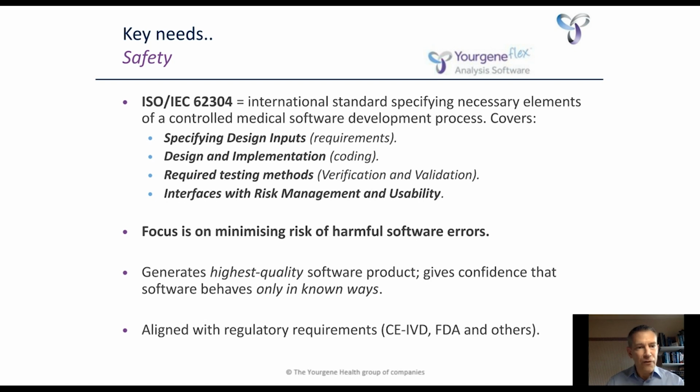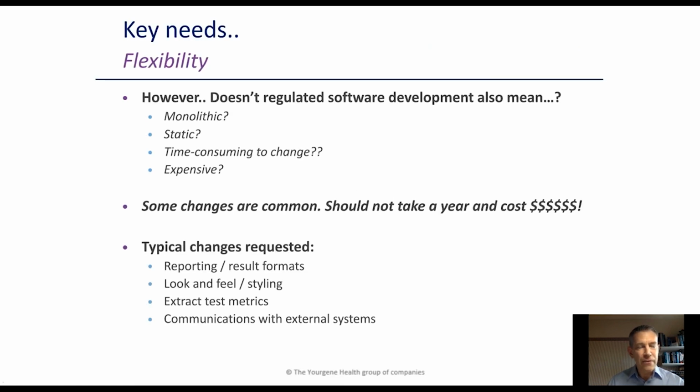So moving on from control of software processes and how you ensure safety and risk management that way, into flexibility. Because surely regulated software development, when we go through all of those standardized processes, doesn't that mean you end up with something quite monolithic and static that's very time consuming to change and therefore probably quite expensive to do anything with? After all, some changes that you might want to make to a system are pretty common. Arguably, they shouldn't take a year and cost hundreds of thousands of dollars to do.